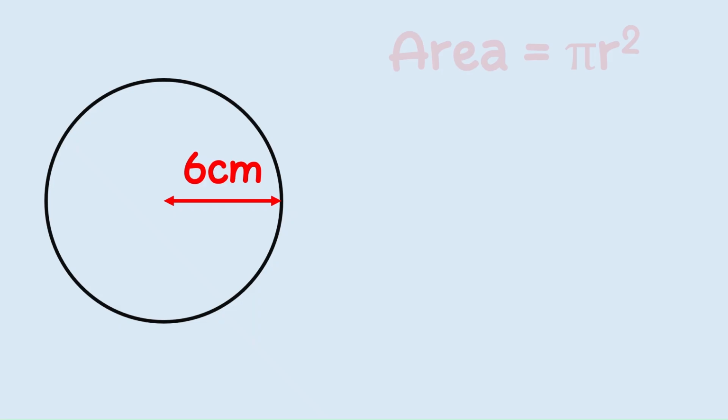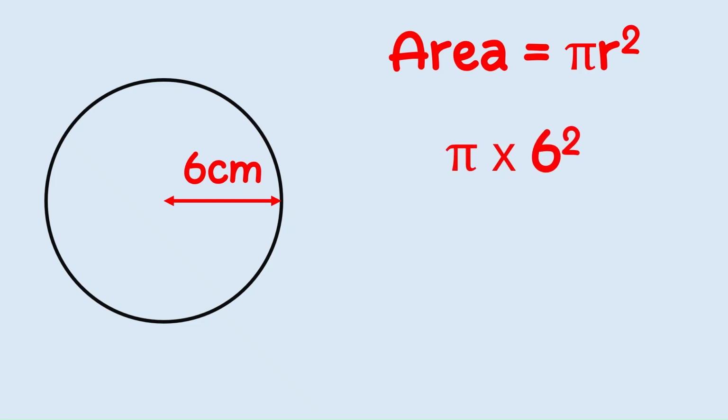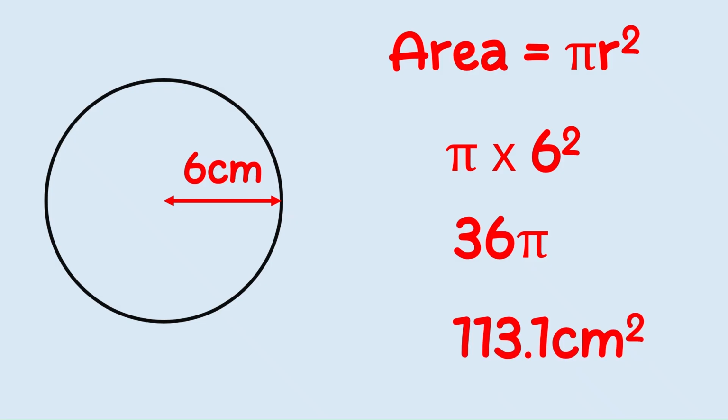Now we can use our formula, area equals pi r squared, and substitute 6 in for our r, giving us pi times 6 squared. 6 squared is 36, so that would be 36 pi. Putting this into our calculator and rounding to one decimal place, we get 113.1 centimeters squared.